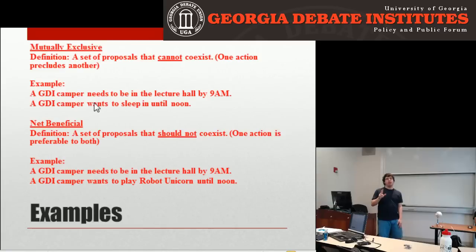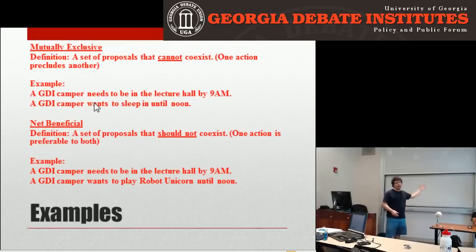There's two types of competition. One is competition by being mutually exclusive. So if the plan was a GDI camper needs to be in the lecture hall by 9 a.m., but the counterplan was a GDI camper wants to sleep in until noon, you cannot physically go to the lecture hall by 9 a.m. and sleep in until noon, right? So those two options are mutually exclusive. Does that make sense? Okay.